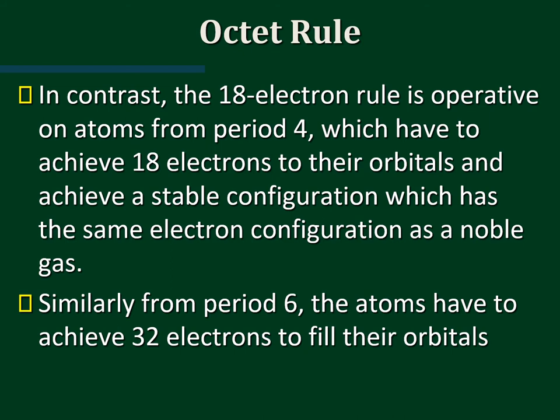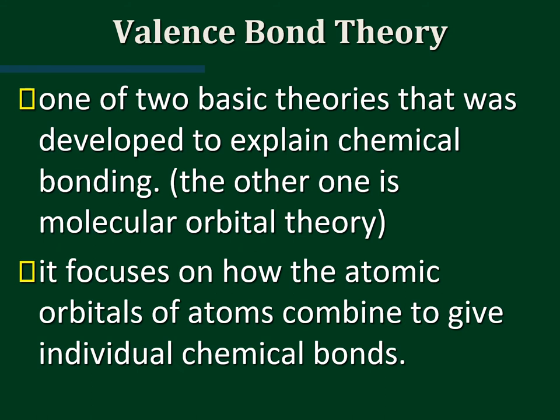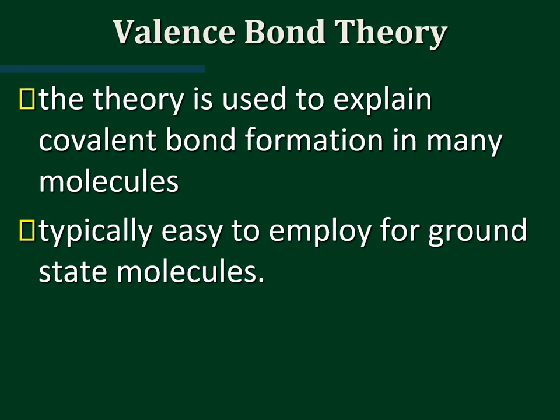So, valence bond theory. One of two basic theories that was developed to explain chemical bonding, the other one is molecular orbital theory. So, it focuses on how the atomic orbitals of atoms combine to give individual bonds. So, the theory is used to explain covalent bond formation in many molecules, typically employed for ground state molecules.